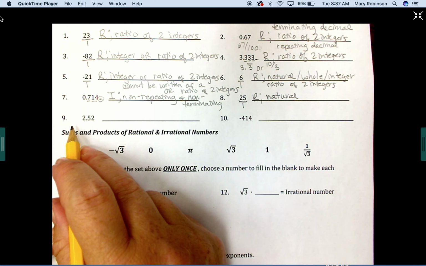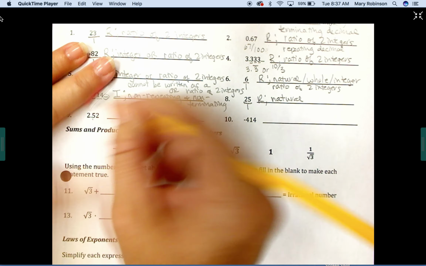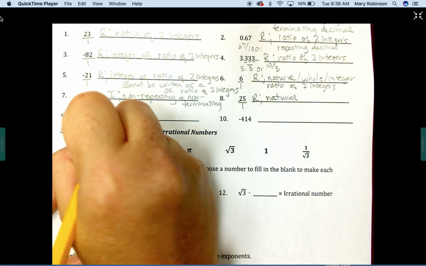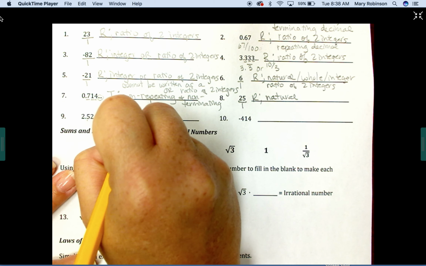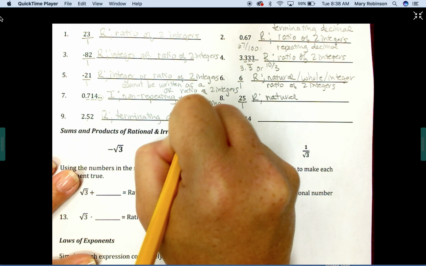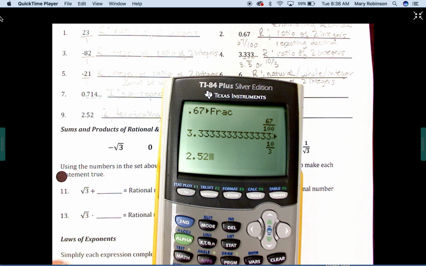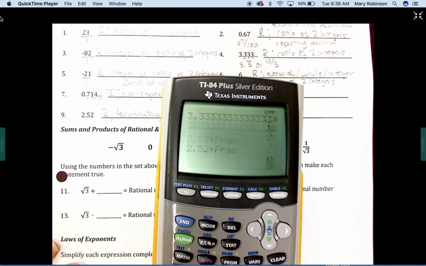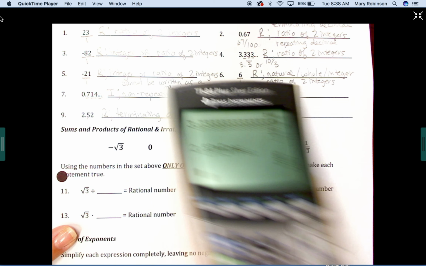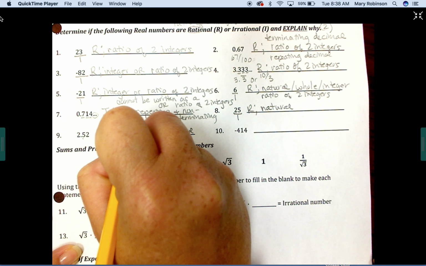Number 9, 2.52 is a decimal that terminates. It stops here. So let me put that in the blank. You can say it's rational because it is a terminating decimal. Or if we were to type that in our calculator as 2.52, math, enter, we would get the ratio 63 over 25. So we can put 63 over 25, ratio of two integers.